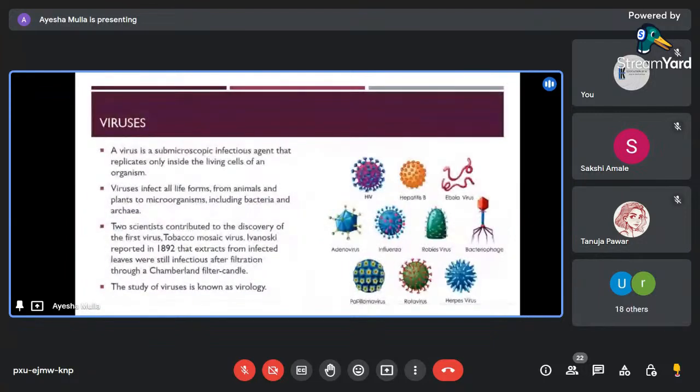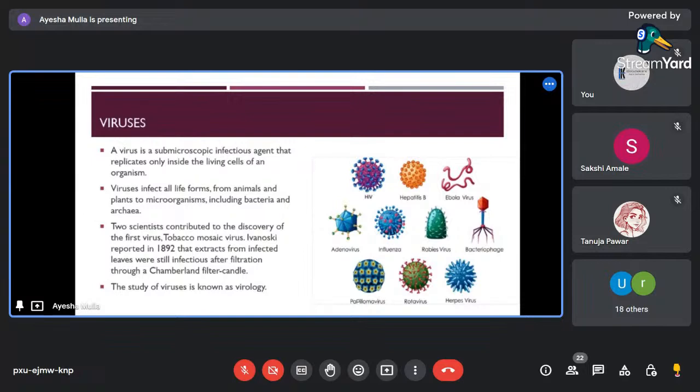First, I will start with a small introduction to viruses. A virus is a submicroscopic entity, which means it is too small to be seen with the help of a microscope. Viruses are infectious agents which affect all life forms.